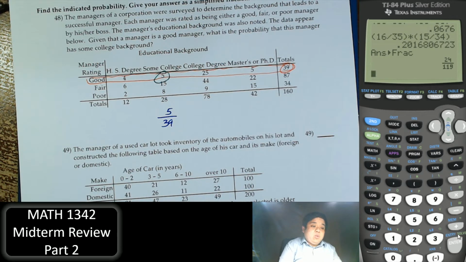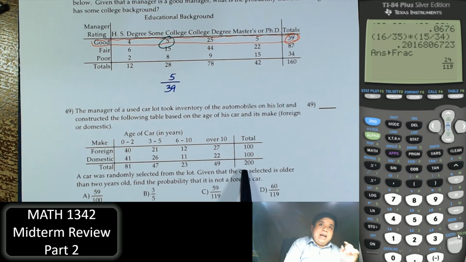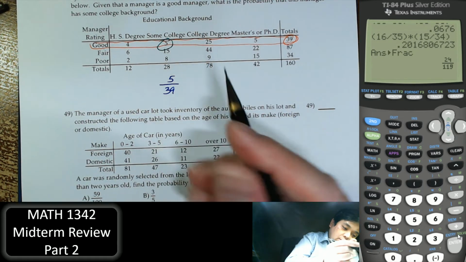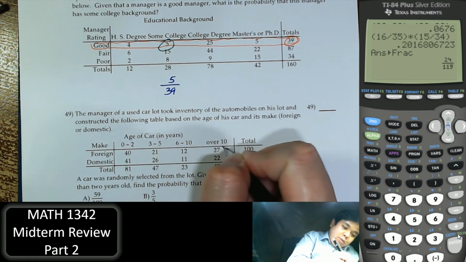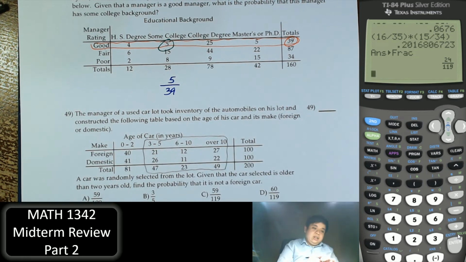Right. This one is a little less confusing. The manager of a used car lot took inventory of the automobiles on his lot and constructed a table like this. A car is randomly selected. So there are 200 of them and one is randomly selected. Given that the selected car is older than 2 years, so pretty much that part here, older than 2 years, find the probability that it is not a foreign car.